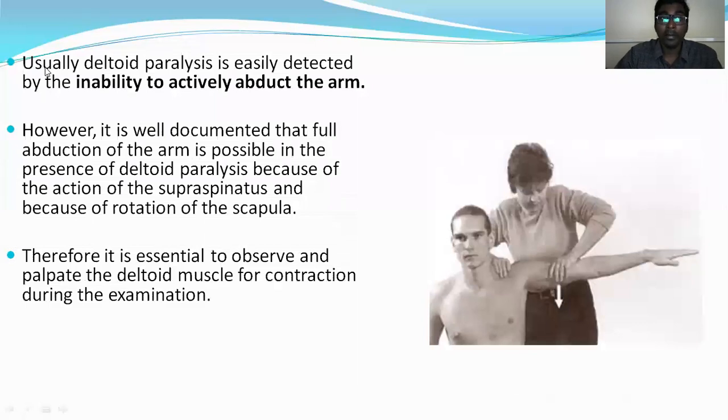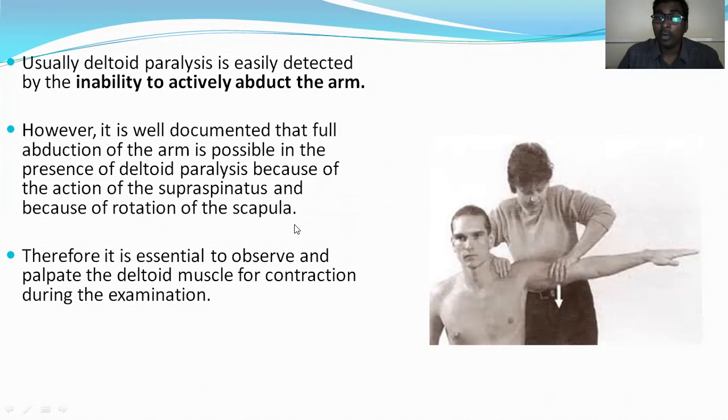Usually deltoid paralysis is easily detected by the inability to actively abduct the arm. However, it is well documented that abduction of the arm is possible in the presence of deltoid paralysis because of the action of the supraspinatus and because of the rotation of the scapula.